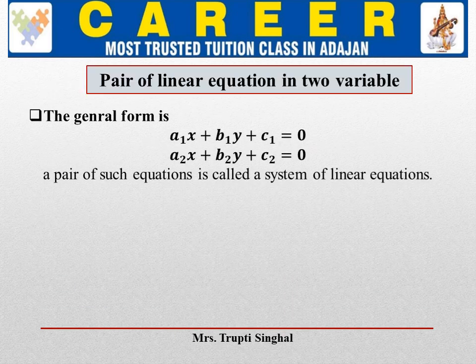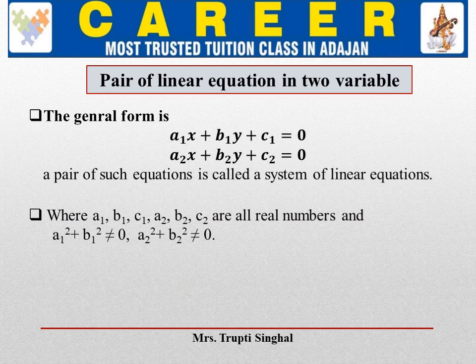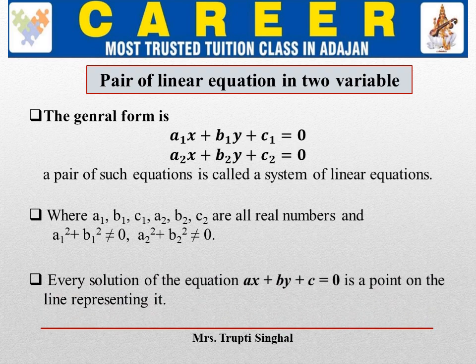The general form of a pair of linear equations is a1x plus b1y plus c1 is equal to 0, a2x plus b2y plus c2 is equal to 0. Such a pair of equations is called a system of linear equations, where a1, b1, c1, a2, b2, c2 are all real numbers, and a1 square plus b1 square is not equal to 0 for the first equation. In the same way, a2 square plus b2 square is not equal to 0.